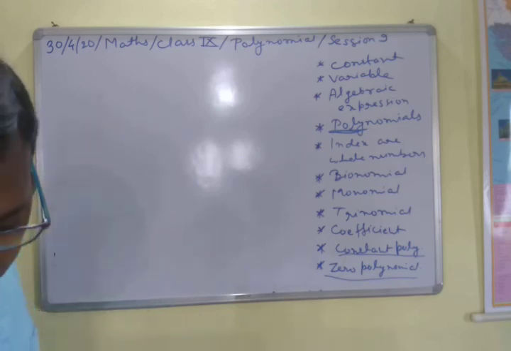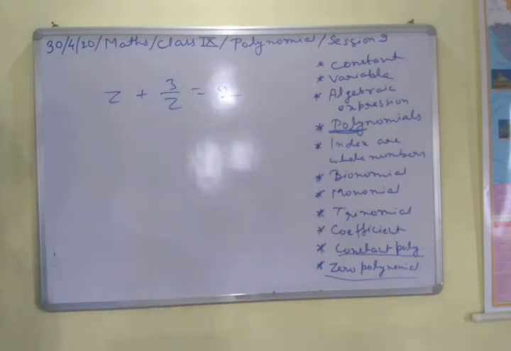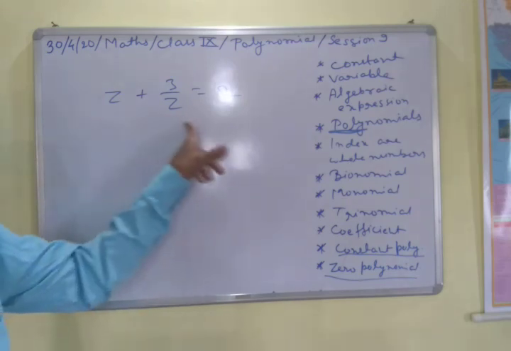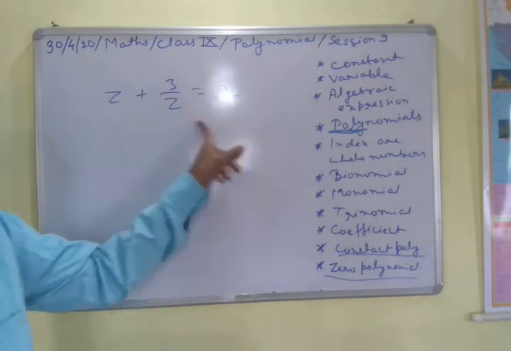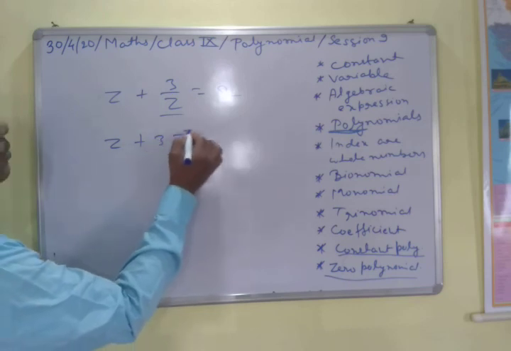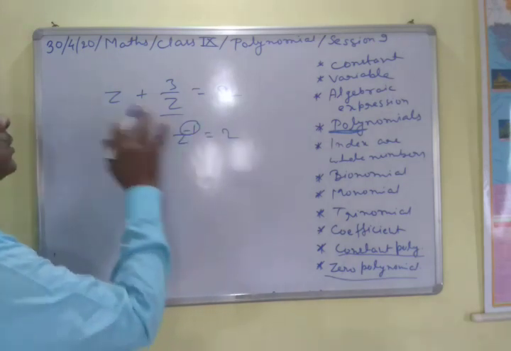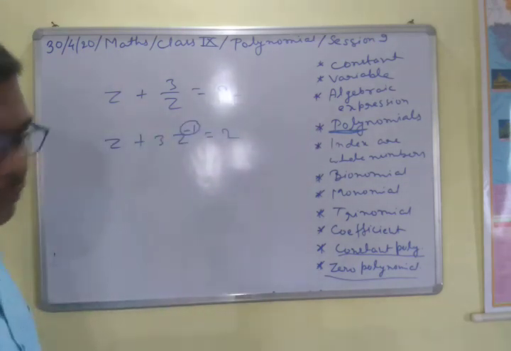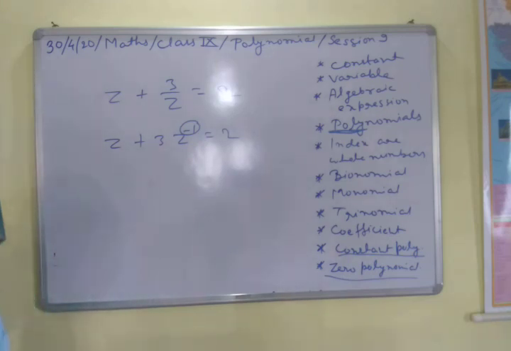For example, suppose there is an expression like z plus 3 by z equal to 2. Then the question is, what is the degree of this polynomial, or whether this expression is a polynomial or not. This is not a polynomial, because you can see that the power of z is -1. This -1 is not a whole number, so this expression is not a polynomial. So this is the first question, and in this case we also cannot find the degree.